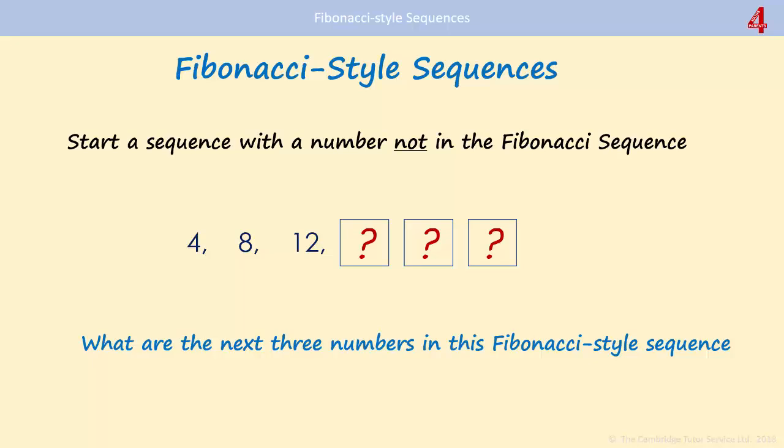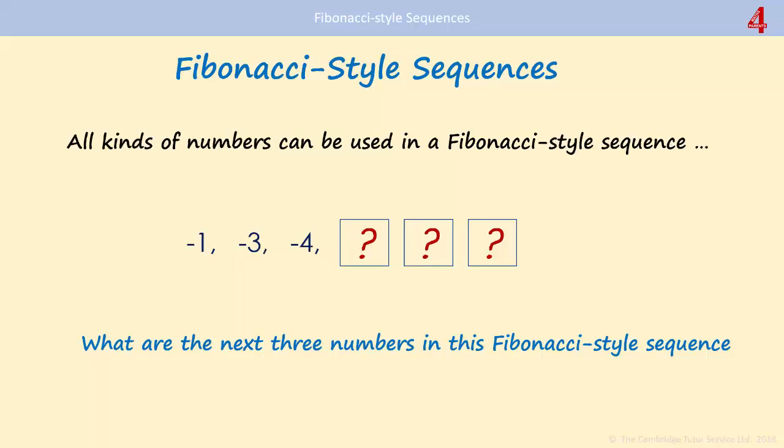Sometimes you'll get a question and it's a Fibonacci-style sequence, so they'll be using numbers that aren't necessarily in the Fibonacci sequence. Here we have the beginning of a Fibonacci-style sequence, 4, 8 and 12. And you just apply the same rules as the Fibonacci sequence to find the next term in the sequence. So adding the last two together, 8 and 12, the next term is 20. Now we add the last two terms, 12 and 20, that's 32, and add 20 and 32, and that's 52.